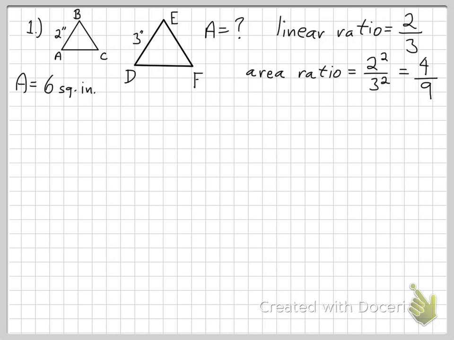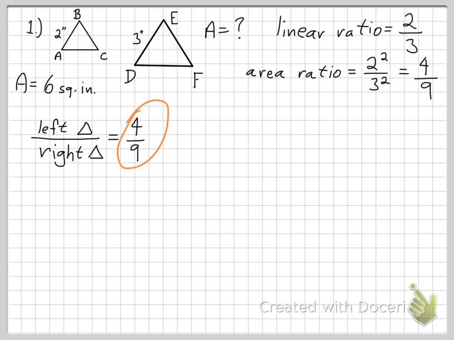So now we can use that ratio and set up a proportion using that area to find this area. But remember, first we have to square it. So if we have the area of the left-hand triangle over the area of the right-hand triangle, we know that's in a ratio of 4 to 9. We just figured that out by squaring the linear ratio. And then we have that equals 6, because that's given, over this area. And for now, we'll just call it x.